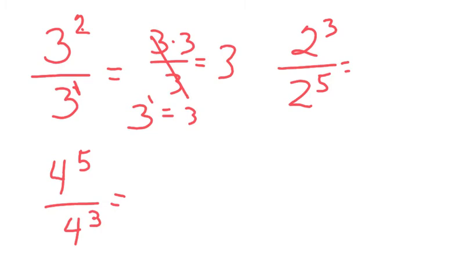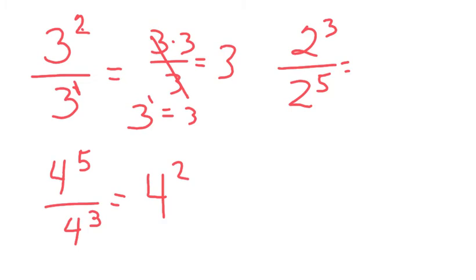Look at this other one, 4 to the fifth, divided. Remember, we're dividing, even though we're subtracting for a shortcut. 4 to the fifth, divided by 4 to the third. 5 minus 3 is 2. That's 4 to the second. Okay.